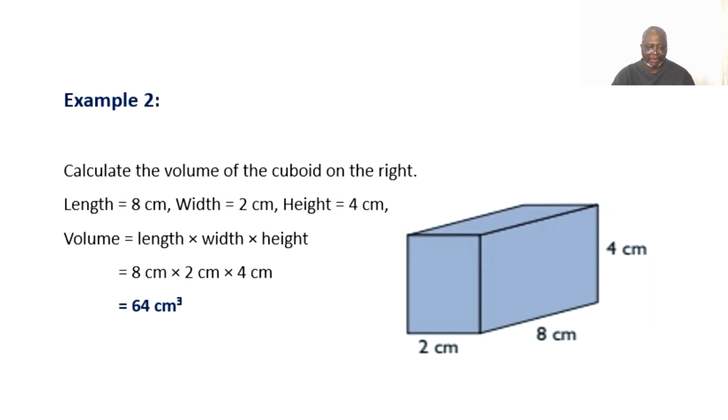Example 2. Calculate the volume of the cuboid on the right. The name cuboid should give you a clue. So in this case, the length is 8 centimeters, the width is 2 centimeters, and the height is 4 centimeters. So the volume is equal to length times width times height.